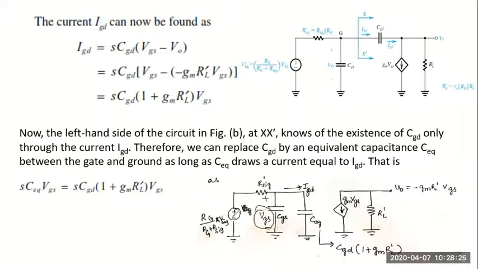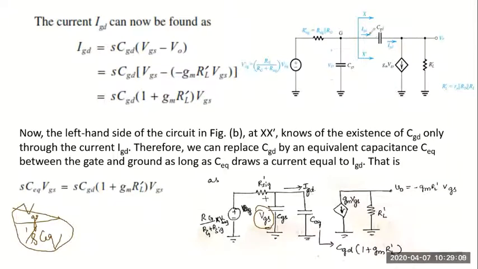And the reactance of this capacitance is 1 by S into C equivalent. So what is the value of current I? Current I through the capacitance will be the voltage VGS divided by 1 by S into C equivalent, as you can see here. This whole thing will reduce to S C equivalent into VGS. So that is the value of the current through the equivalent capacitance, and we want that current to be same as the current IGD.